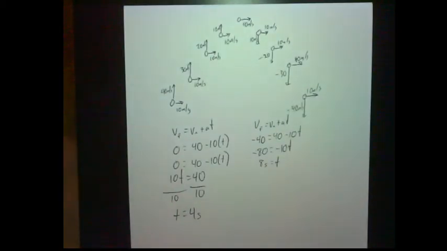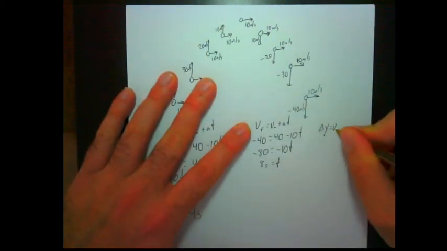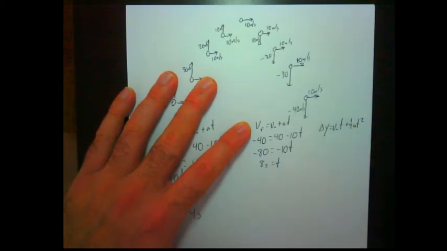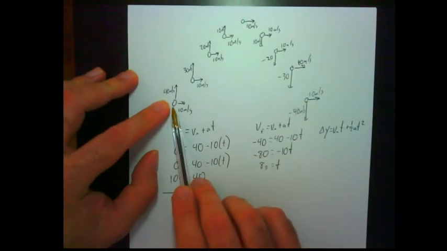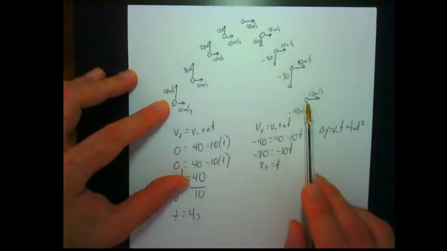Is there another way to do this? Absolutely. Could we figure out the time in the air using the same method we did with horizontal projectiles? Absolutely. Let's do it. Delta y equals Vi t plus 1/2 a t squared. What is delta y? It starts at ground level, goes up into the air, and comes back to ground level. What is our vertical displacement from beginning to end?